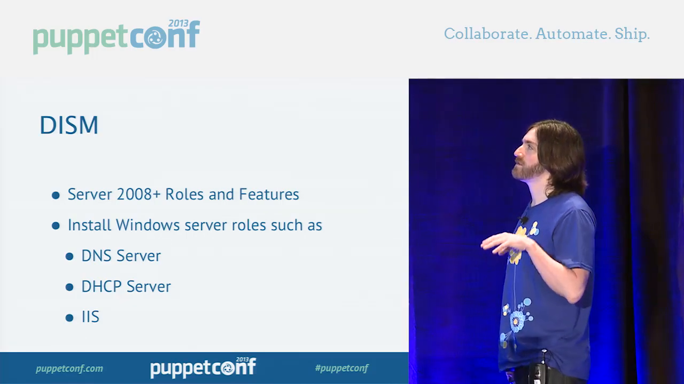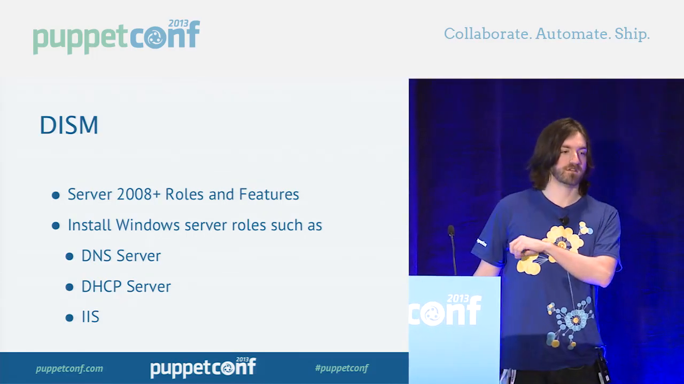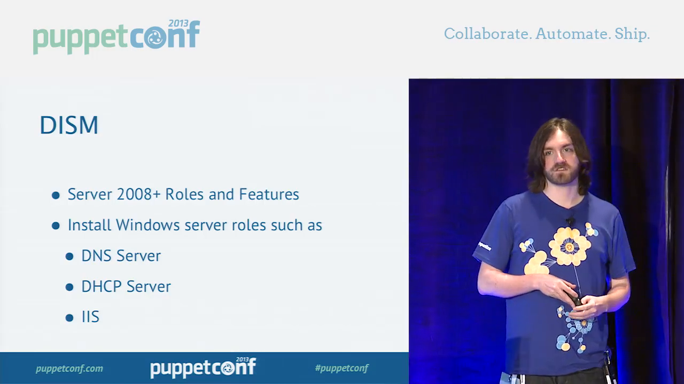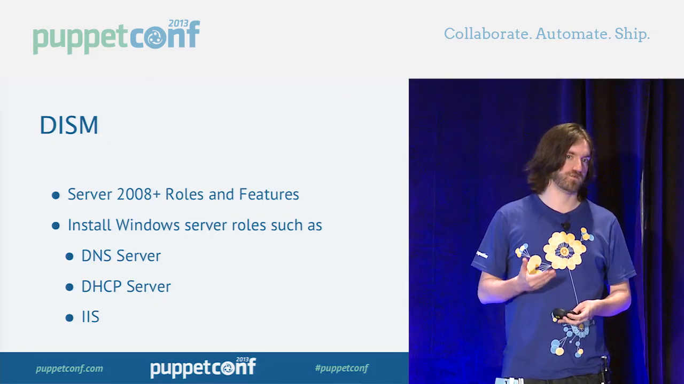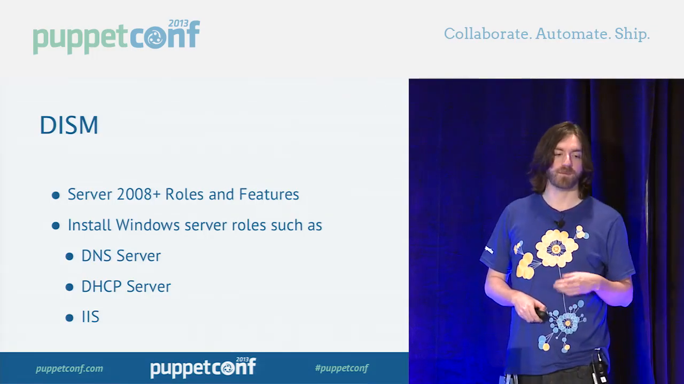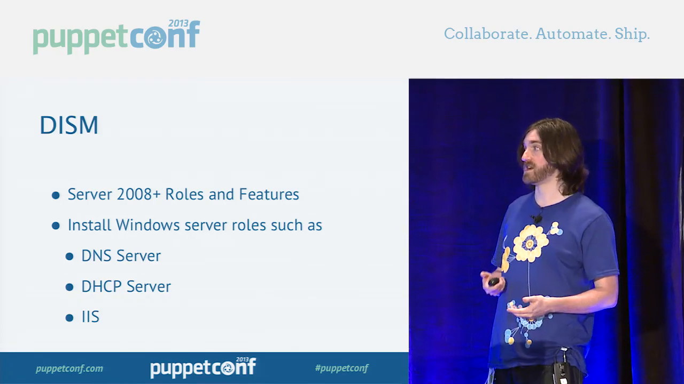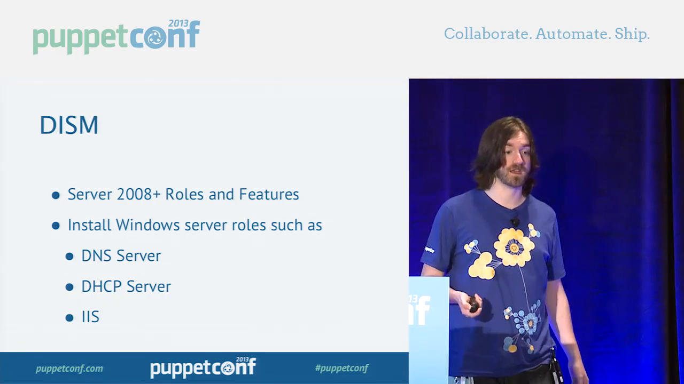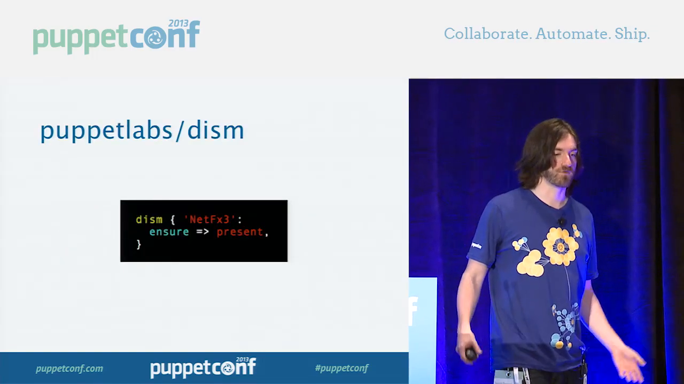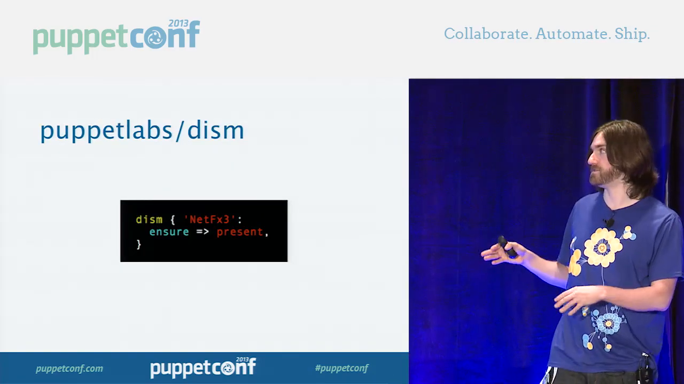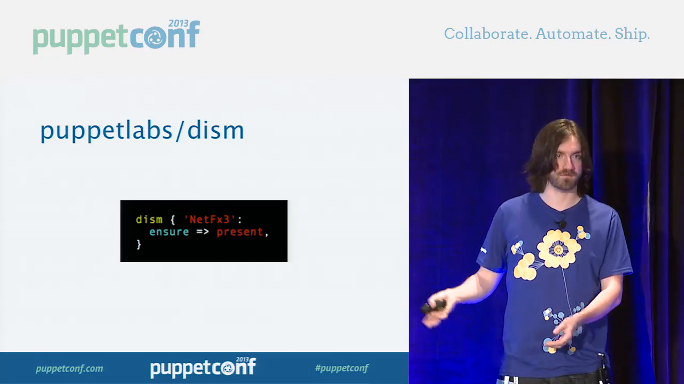Okay, now really quickly I want to talk about this DISM thing. I think I'm running a little bit low on time. This is essentially the roles and features that's in Windows 2008 and later. The PuppetLabs DISM module will help you manage that, do things like install DHCP servers or DNS servers. Really simple like this. Here we're installing .NET. DISM, NetFX3, ensure present. Piece of cake, right?